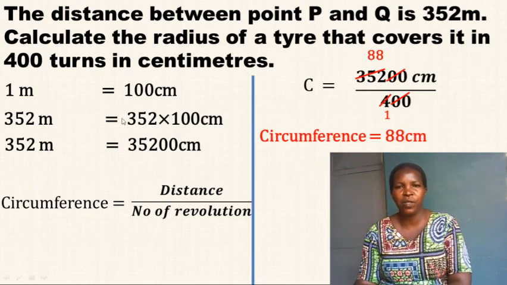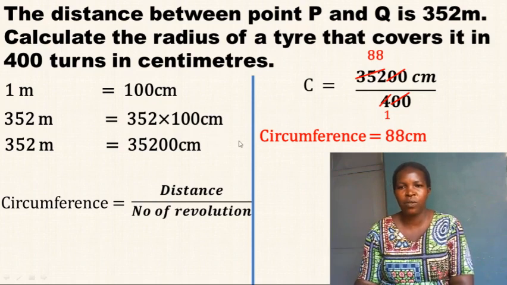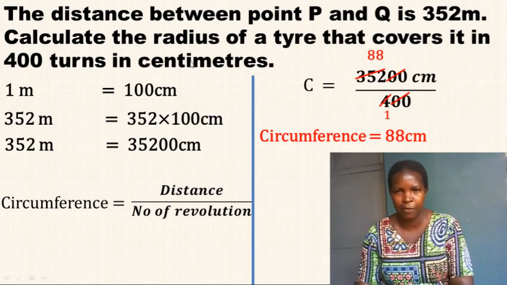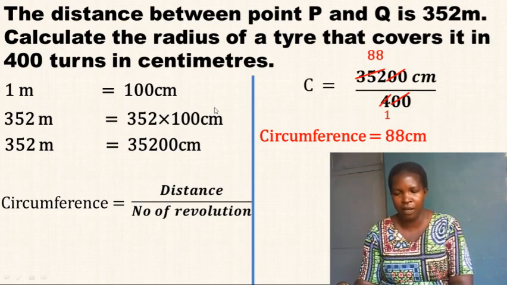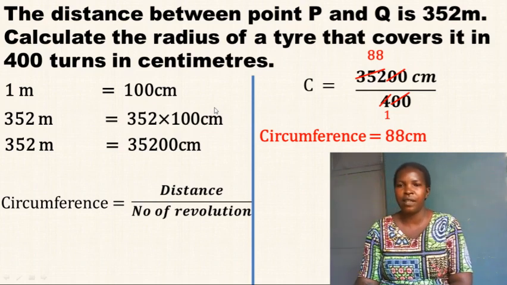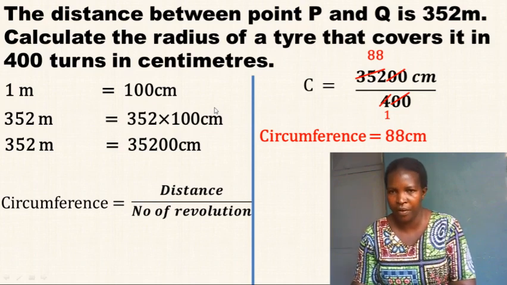But remember, in this question, they want you to calculate the radius. We've managed to come up with a circumference. We need to proceed to the next step of looking for the radius. Yes, my dear boys and girls, how do we calculate radius given circumference? We've already found our circumference as 88 centimeters. Our next focus is to look for the radius.